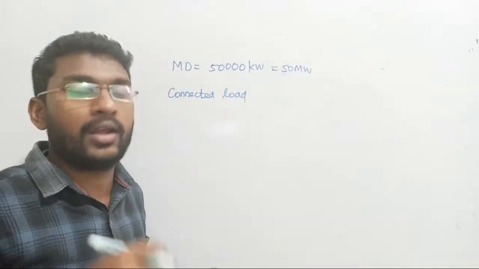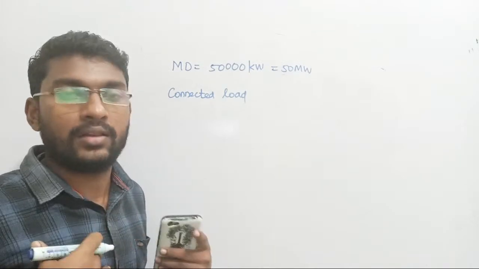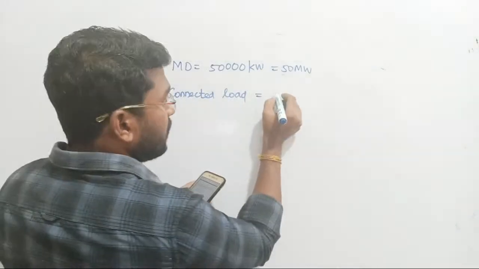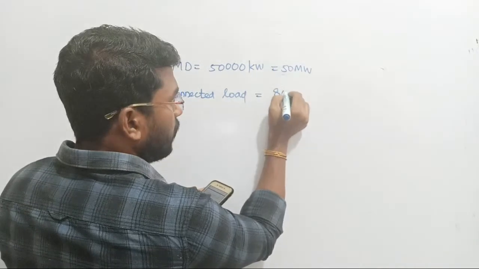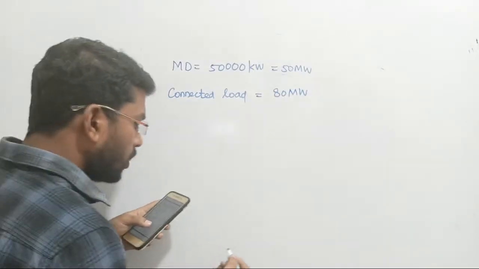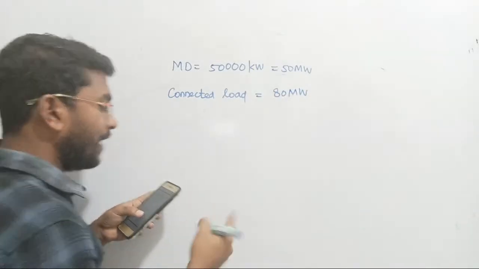You can switch on, off, and off. You can add all the loads. So, all the connected loads together are given as 80,000 kilowatt, that is 80 megawatt. Let me write the answer: 80 megawatt. Now, the number of units supplied annually.